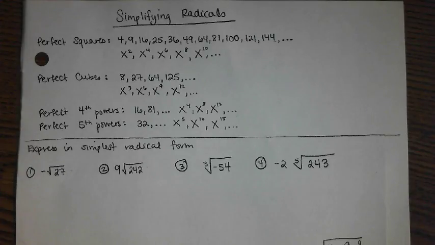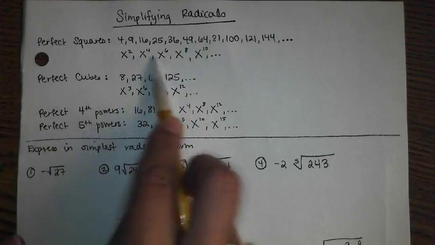Madeline? What do these all have in common? Why are they all perfect squares?